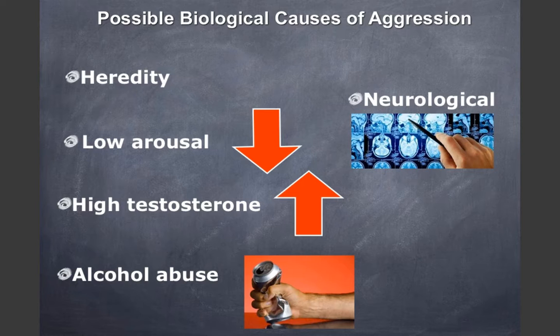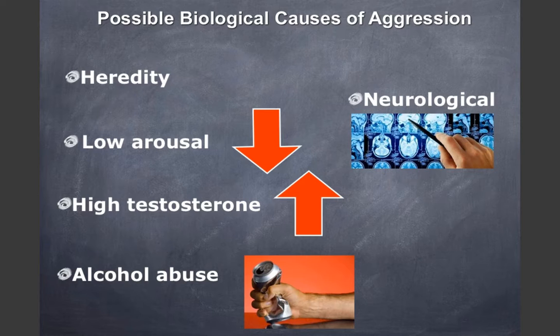Now, low arousal: these are people who are not easily aroused, so they don't get excited very easily. So when things get you really anxious, they're still calm. People with low levels of arousal seek stimulation and excitement to increase the arousal, so they need more, and sometimes aggression can be that more.